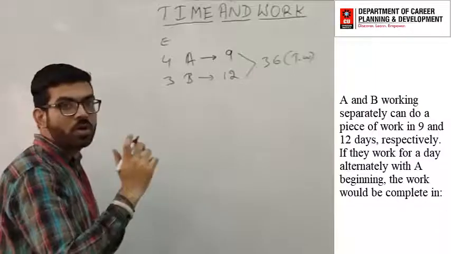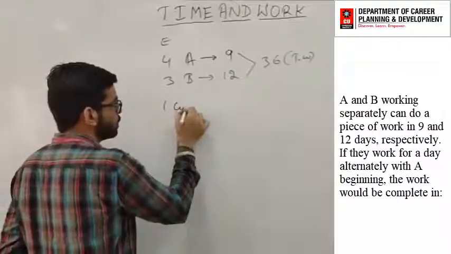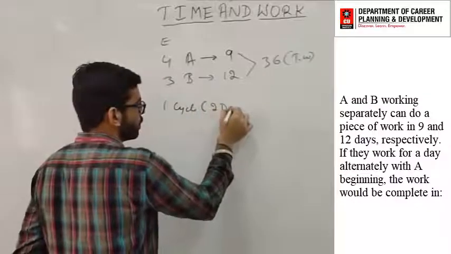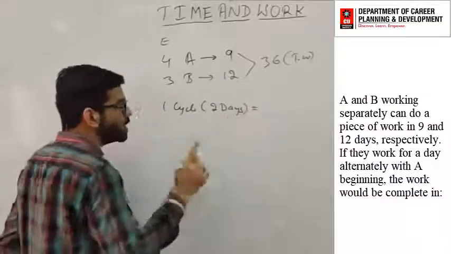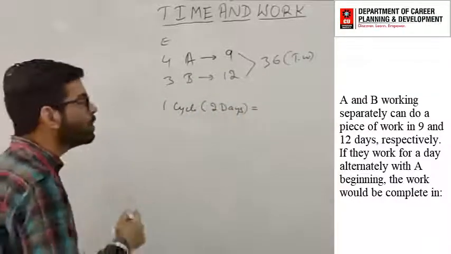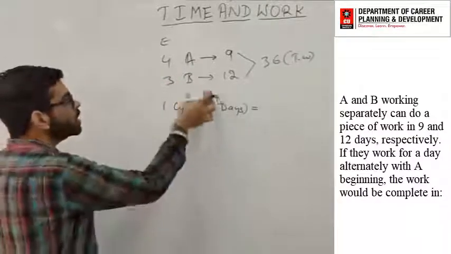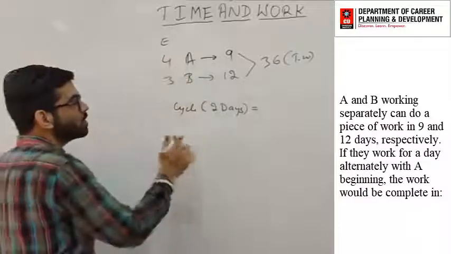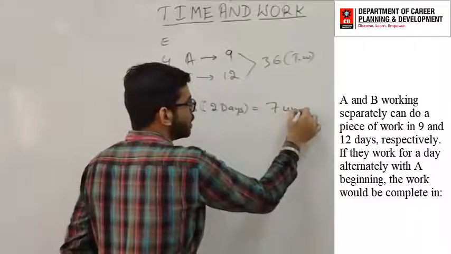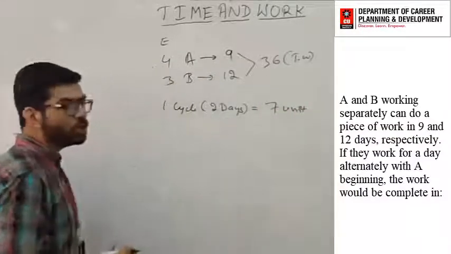One cycle is of 2 days. For those 2 days, how much work is completed? On the first day A has worked, on the second day B has worked. So for 2 days, the work completed is 4 plus 3, so 7 units of work is completed in the first 2 days.